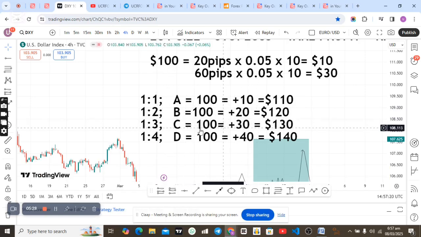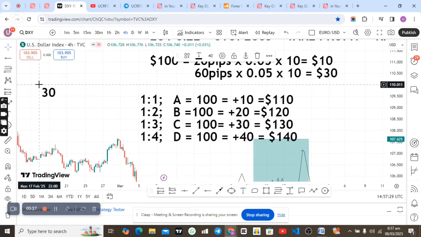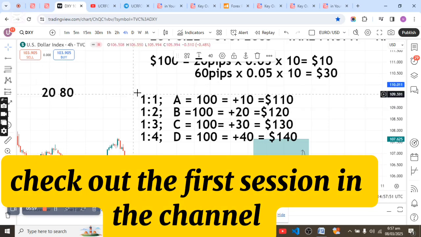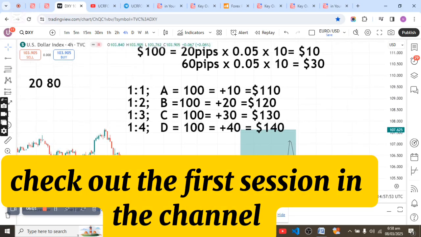1:3, profit of 30 USD. 1:4, profit of 40 USD. So that means that even if at the end of the whole day they are risking, like their stop loss is 20 pips, that means what they should target is 80 pips. You should take note of that. I explained that in the earlier session, just go and watch it. I explained every particular part in the first session of risk management. These are different risk to reward ratios.